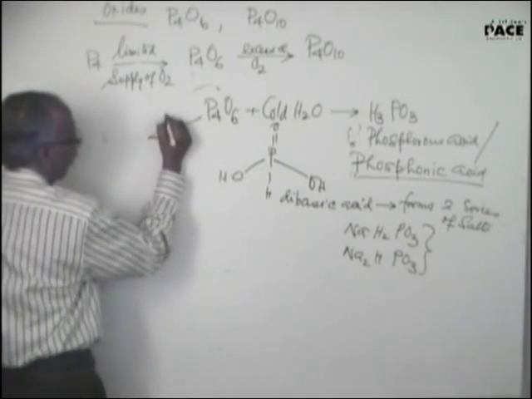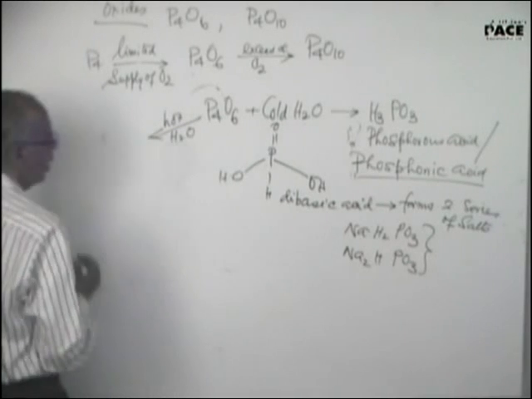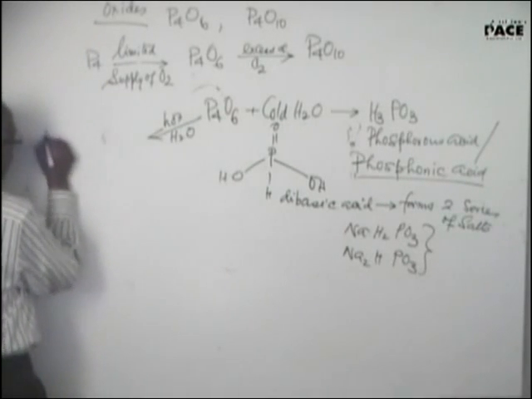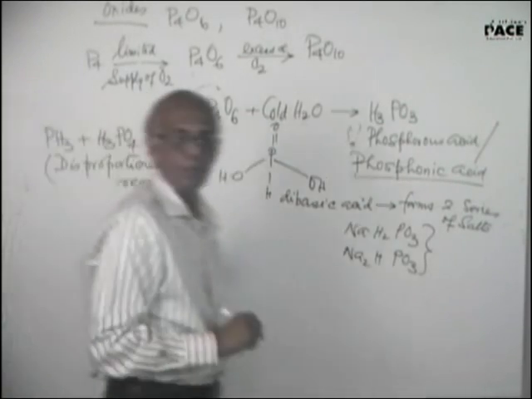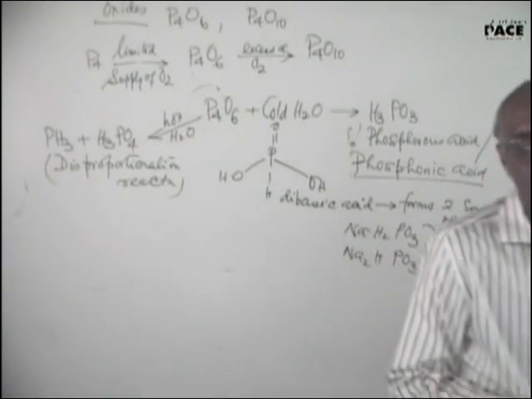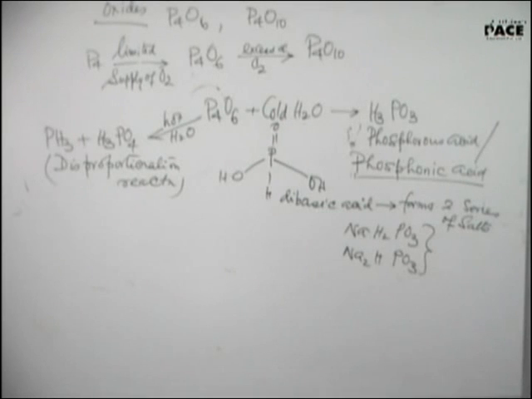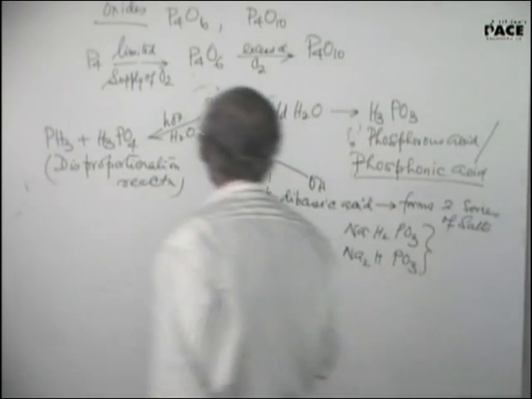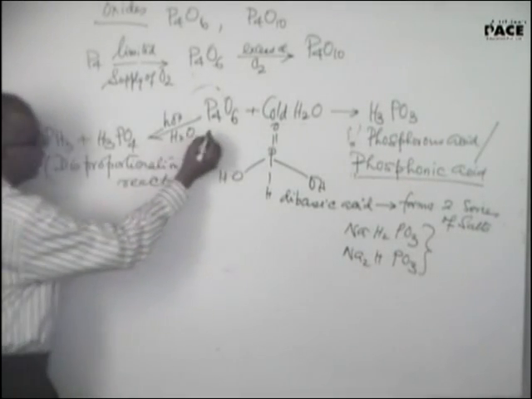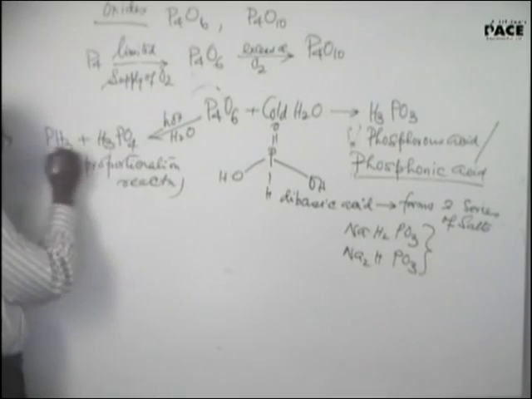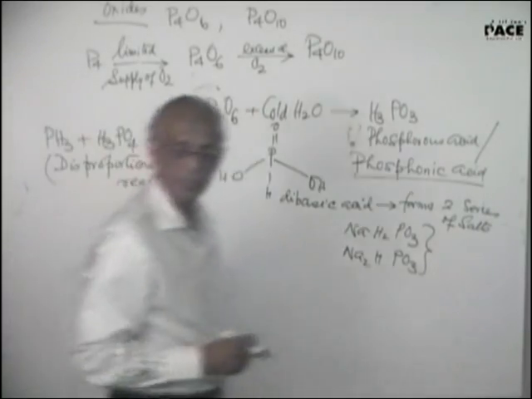P4O6, when you add it to hot water, you get phosphine plus phosphoric acid. Phosphorus acid undergoes disproportionation when you put it into hot water. So for P4O6, how many moles of phosphoric acid and how many moles of phosphine?